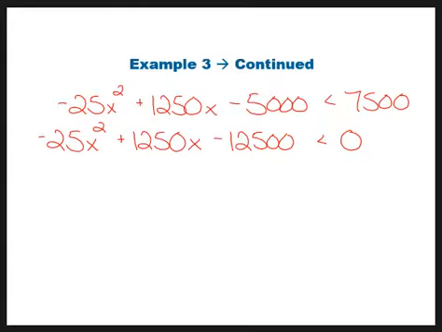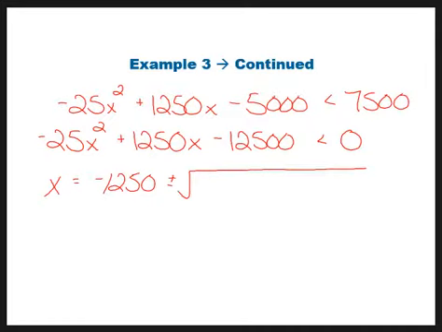Now, don't get freaked out here because the numbers are a little bit larger than they have been before. So we're just going to go ahead and fill all this stuff into the quadratic formula. I could factor out a negative 25, but it's not really going to help us a whole lot. So we're just going to stick with what we have here. The quadratic formula will still give us the numbers that we're looking for, or my critical values.